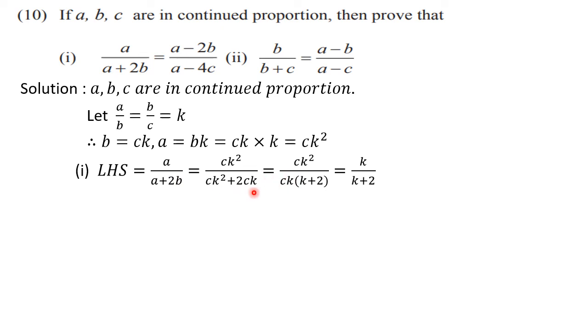Now in the denominator, you can observe that CK is common. So take out CK common. When you take out CK common, here only K will be left out and here 2 will be left out. Afterwards, you can cancel certain terms from numerator and denominator, like C you can cancel and K will get cancelled. And therefore, you are left with K upon K plus 2.